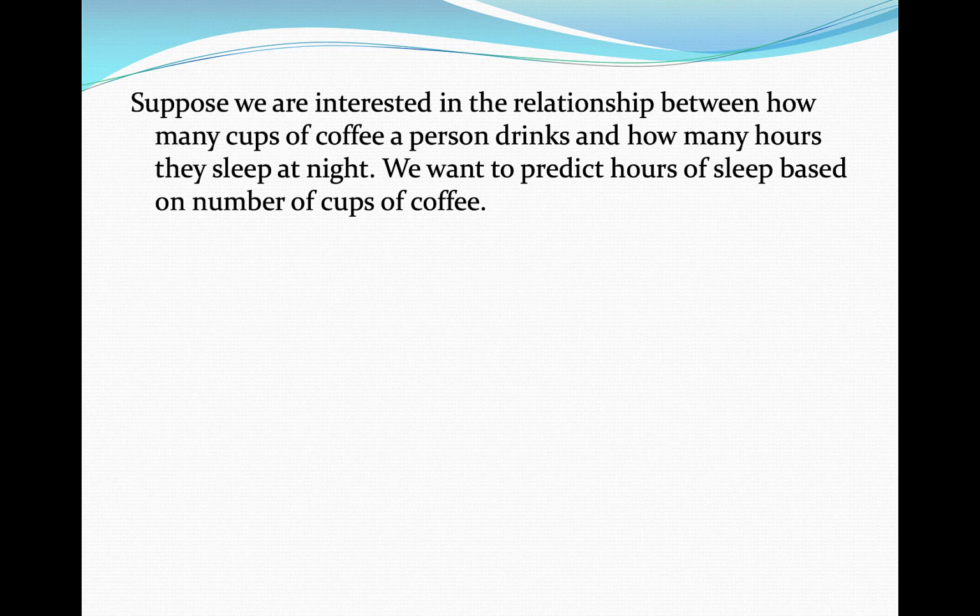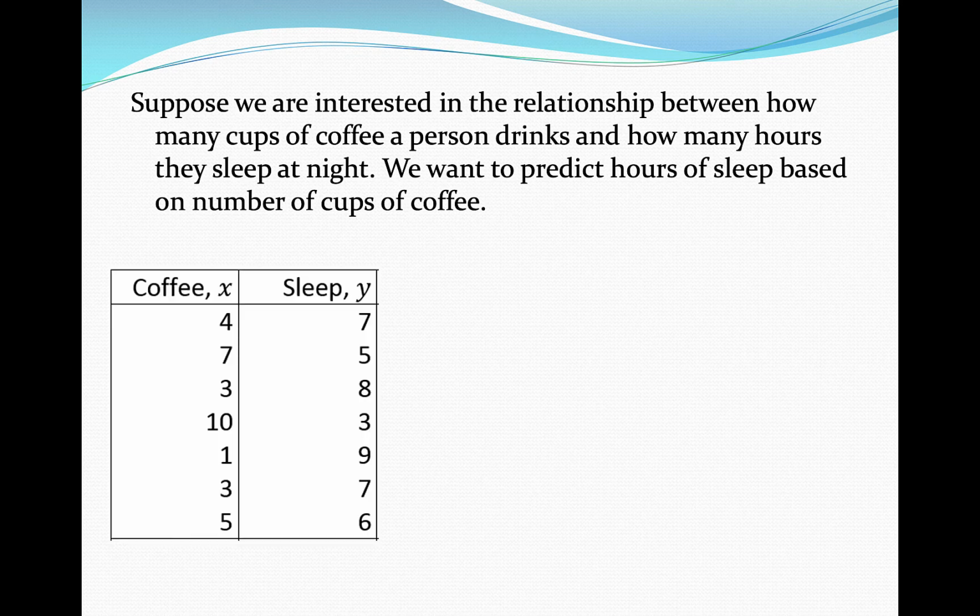So here's the example we're going to use. Suppose we are interested in the relationship between how many cups of coffee a person drinks and how many hours they sleep at night. We want to predict hours of sleep based on number of cups of coffee. Okay, so the first thing we need is some data. Of course you're going to be given the data, and suppose your data set looks like this. We have our x and we have our y. x just represents how many cups of coffee a person drinks, and y represents how many hours that person slept that night.